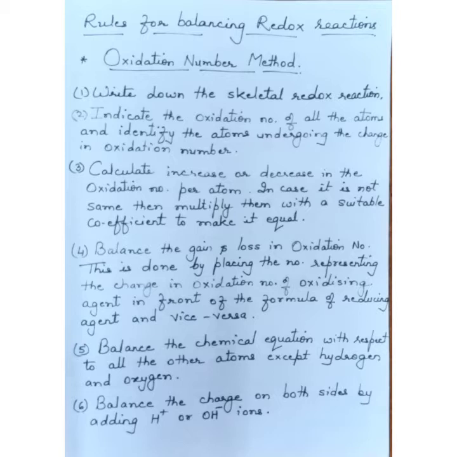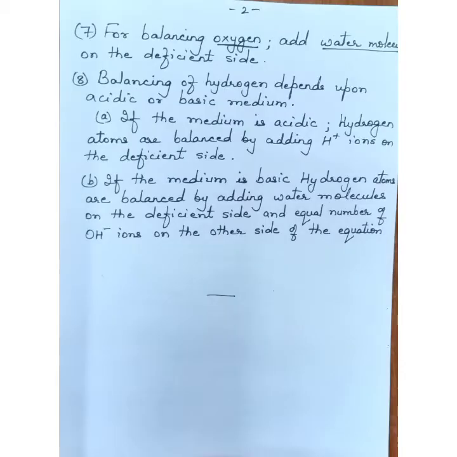Balance the charge on both sides by adding H plus or OH minus ions depending upon medium. For balancing oxygen, add water molecules on the deficient side. Balancing of hydrogen depends upon the medium. If the medium is acidic, hydrogen atoms are balanced by adding H plus ions on the deficient side. If the medium is basic, hydrogen atoms are balanced by adding water molecules on the deficient side and an equal number of OH minus ions on the other side of the equation. Keeping these rules in mind, let's balance redox reactions.